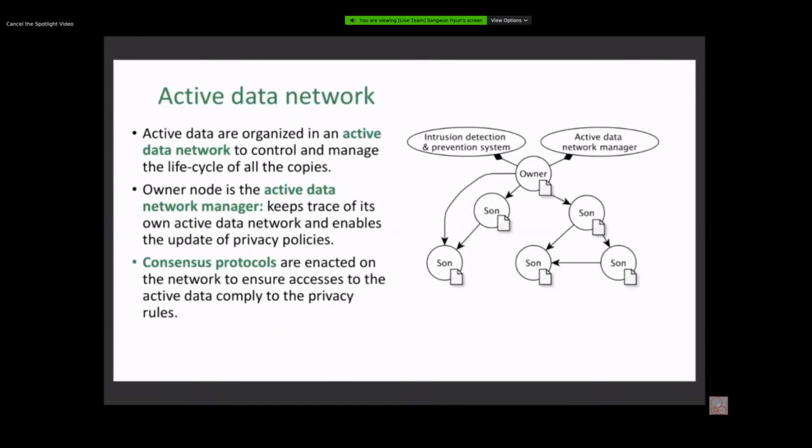However, with a single active data module, there is still limited control that we can exert on the personal data. Hence, we imagine that all the active data modules are connected together into an active data network to control and manage the life cycle of all the copies. In this network, the owner node is the active data network manager. It keeps track of its own active data network and enables the update of privacy policies. And on this network, consensus protocols are put into action to ensure that accesses to the active data comply with the privacy rules.